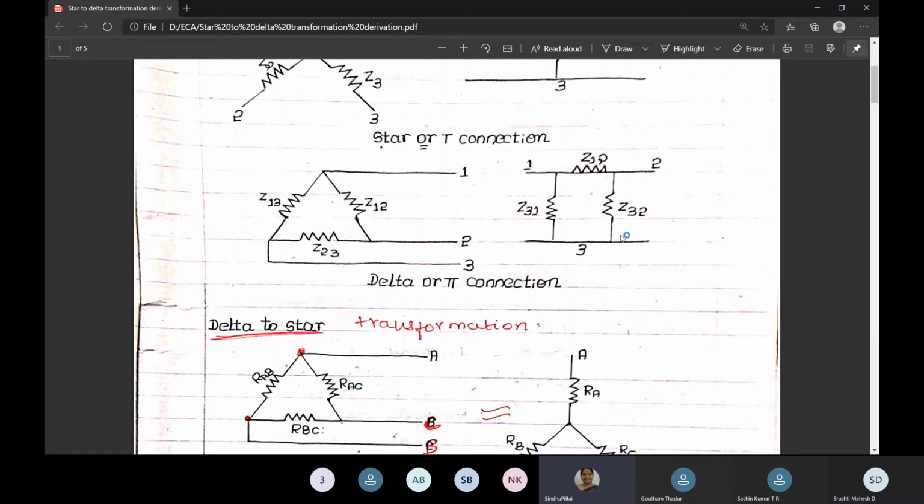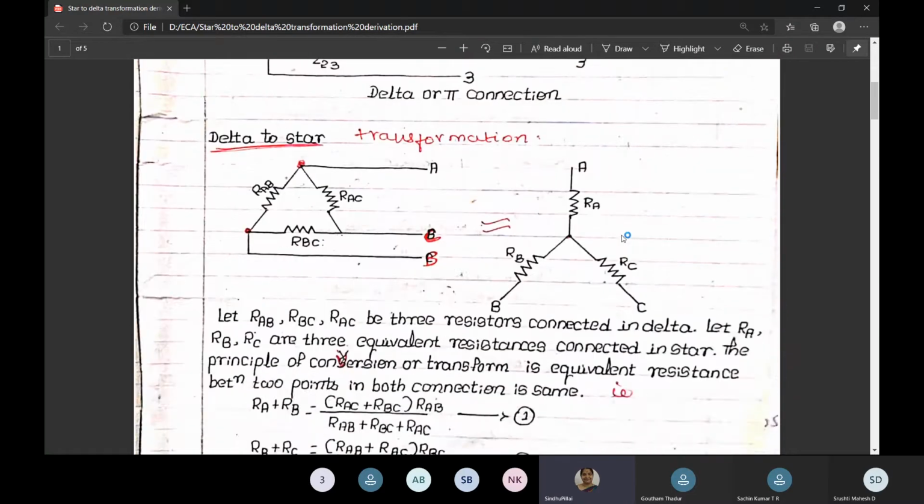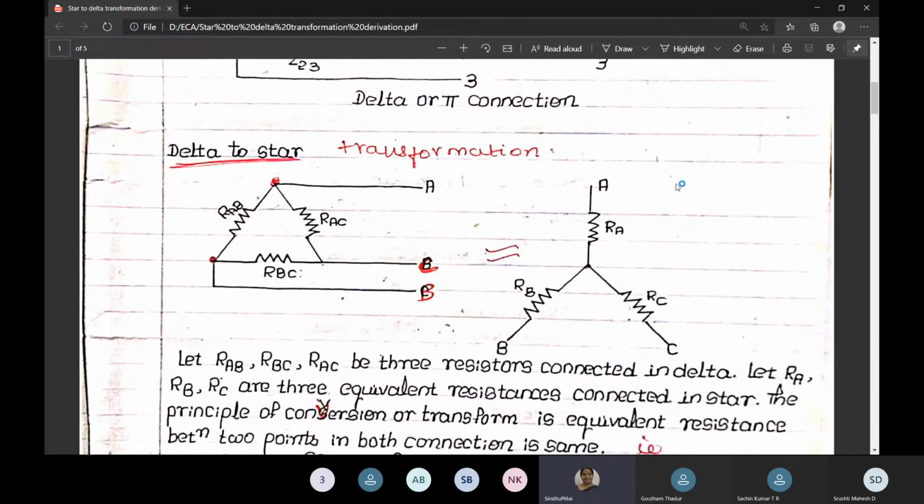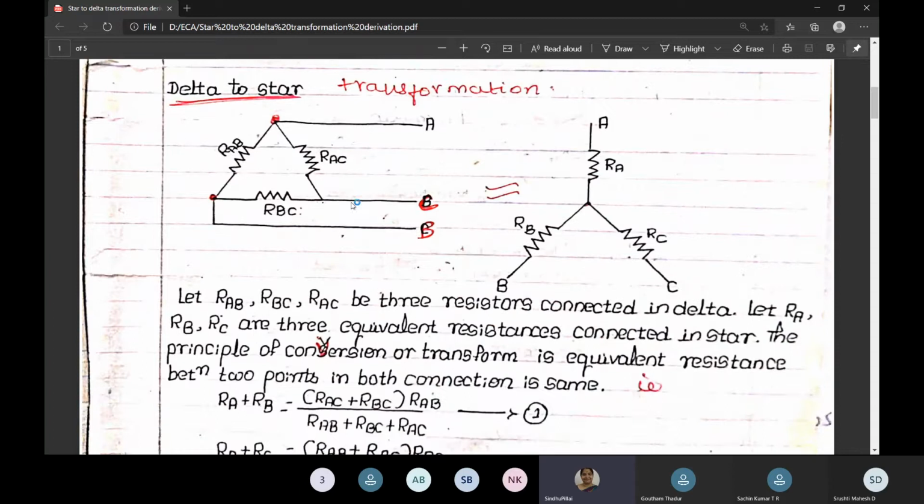Now first we'll see the derivation of how to convert delta to star. How the conversion of delta to star is done, that we'll do first. So we have a delta network here, which has three resistances, RAB, RBC and RAC. So the corners are connected like A, C, B. A is this point, this is the point for C, and this is the point for B. This is how the connection is made.